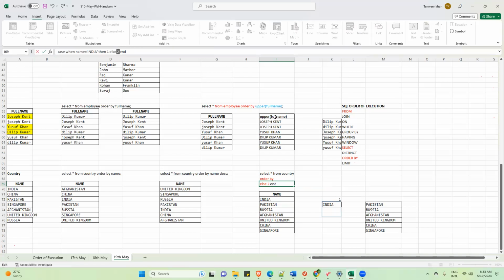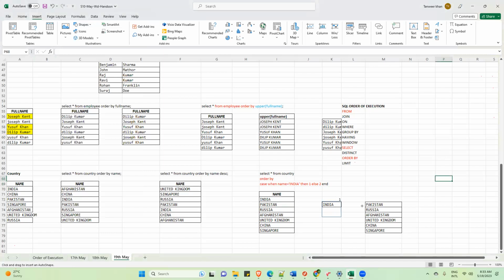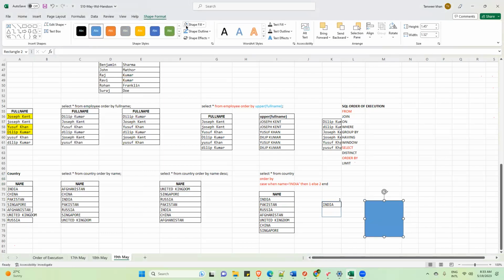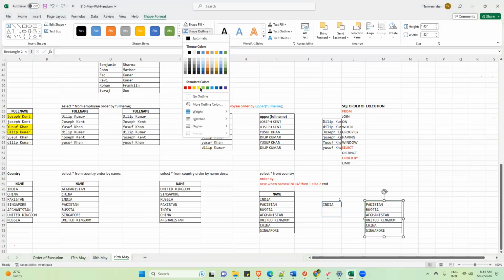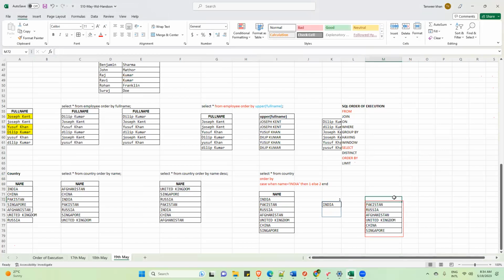So now your engine will create another bucket, which is bucket number 2, and it will place all the remaining values in this bucket. So this is your bucket number 2. Is this clear so far?